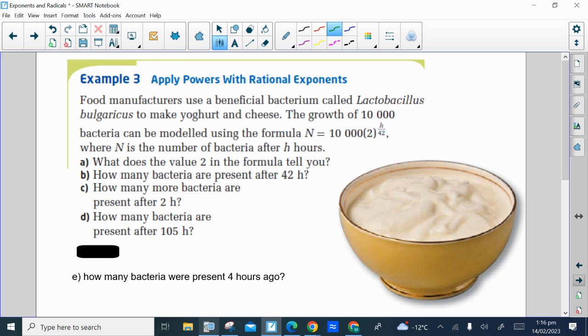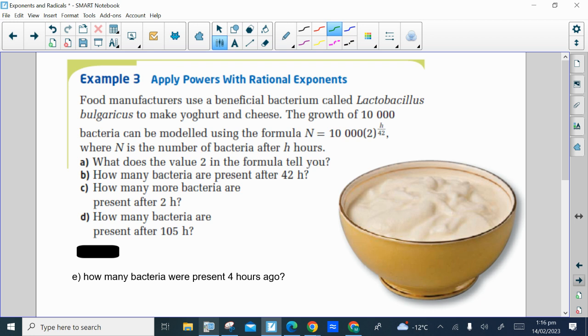Last question before you guys will do your quiz. Food manufacturers use a beneficial bacterium to make yogurt and cheese. The growth of 10,000 bacteria can be modeled using that formula. N, the number of bacteria, is 10,000 times 2 to the power H over 42. N is the number of bacteria after H hours. So H is the number of hours that have gone by.